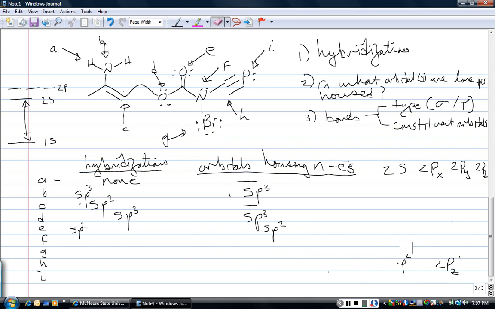Okay, so I'm just going to run through the rest. Element number F, the nitrogen. How many pi bonds is it forming? None. Therefore, that F is sp3 hybridized. There's a lone pair on it. Therefore, it's being housed in an sp3 hybrid.